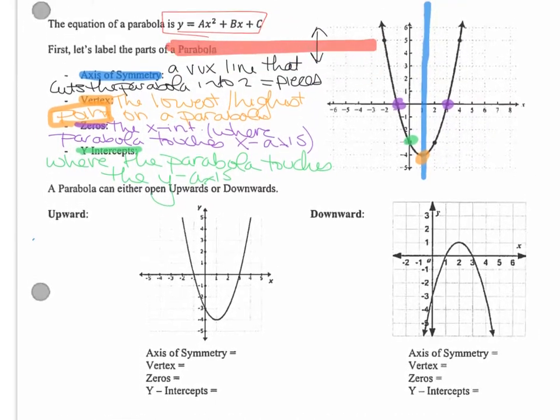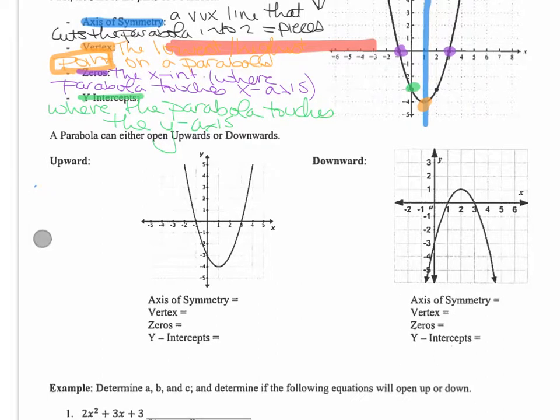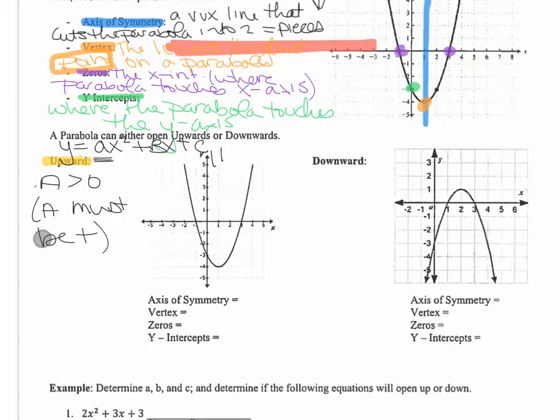Let's now talk about a parabola that can open up or down. We talked about this very briefly when we first started talking about parabolas, but let's go into a little bit more detail here. A parabola opens upwards when a is greater than 0. Remember y equals ax squared plus bx plus c. When a is greater than 0, it opens up like a smiley face. What does that mean a has to be? It must be positive.